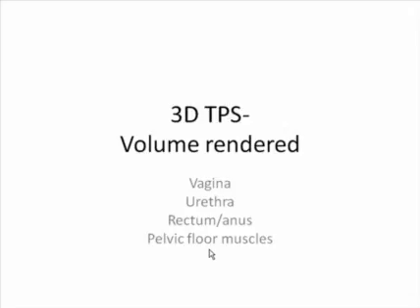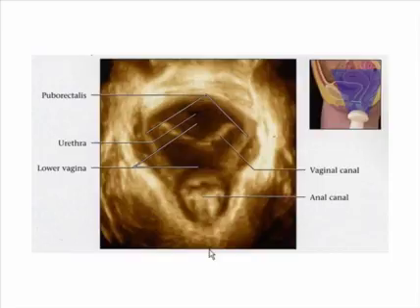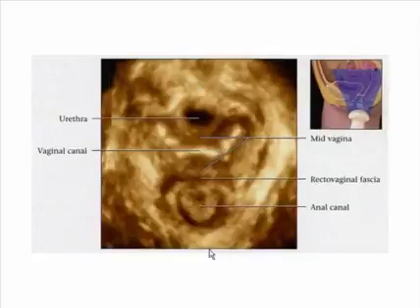Okay, now if we use the 3D capability of the transducer, we can image vagina, urethra, rectum, anus, and pelvic floor muscles. So here's a reconstructed image that has been processed, and we can see beautifully the vagina producing the W or the H. On this image, we see the anal canal, and this is in the lower portion of the vagina. We can see the puborectalis muscle.